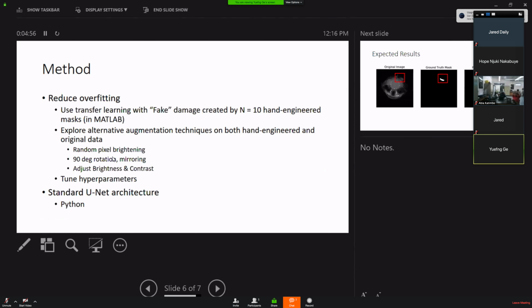And I think we're also going to look at whether something like random pixel brightening might help, because if you brighten a pixel, that shouldn't be picked up as damage. So just throwing some random things at the neural net might help reduce overfitting. We'll also try things like rotating, mirroring, and adjusting brightness and contrast. And then of course, we'll try tuning some hyperparameters, like the amount of dropout, to control overfitting, because we think that's a major issue. And then we plan to use Python and a UNet architecture.